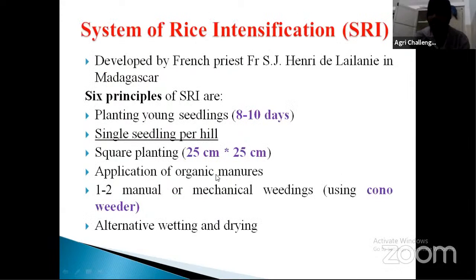And application of organic manures; inorganic fertilizers will be completely avoided or reduced. And weeding through 1 to 2 manual or mechanical weedings. Manual weeding means labor will do manual weeding with the help of spade, or mechanical weedings with the help of cone weeder.